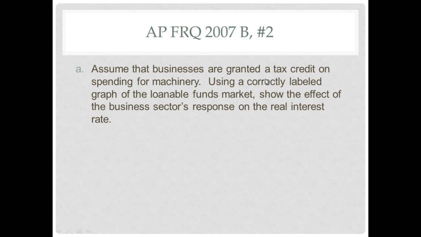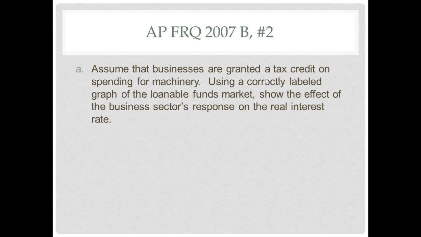A tax credit is essentially when businesses get a discount on their taxes for doing something. Homeowners, for example, a few years ago got a credit for buying new houses, which means their taxes were reduced by a certain amount because they did something the government wanted them to do. In this case, they're saying, we're going to give you a tax credit. We're going to give you essentially a gift for spending on machinery.